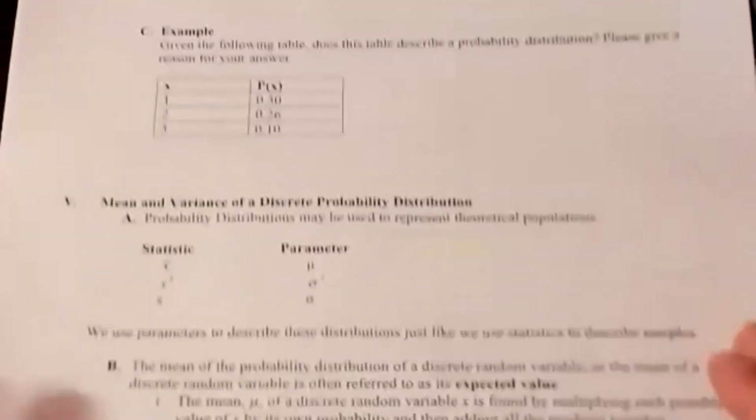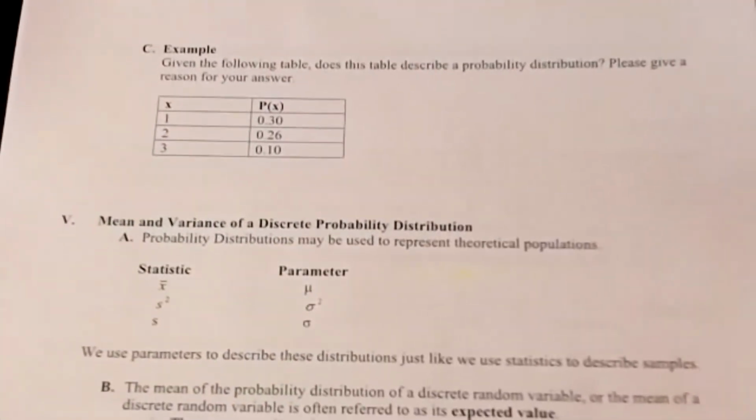Cool. Okay, on your own, take a look at example C. Given the following table, does this table describe a probability distribution? Please give a reason for your answer. Explore this, look at our requirements and think about whether this is a probability distribution. Don't say anything out loud, just take maybe 60 seconds to decipher this.